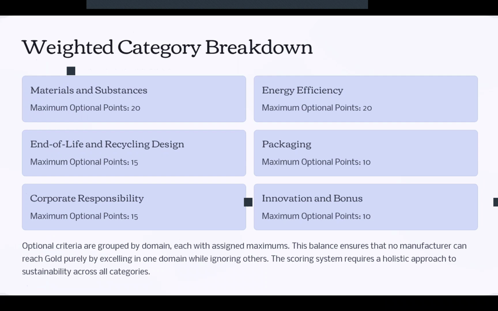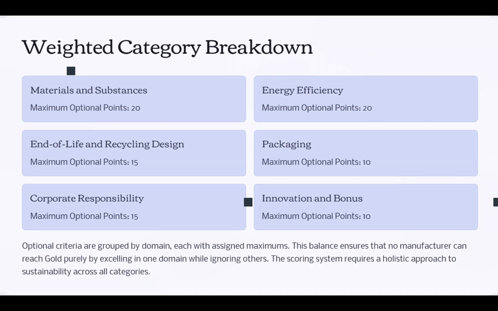Optional points in IEEE 1680 aren't just scattered all over. They are grouped into categories based on what part of the product or company they affect. So we have materials and substances, which is maximum 20 points. This includes using safer materials, reducing toxins, or upping the recycled contents.